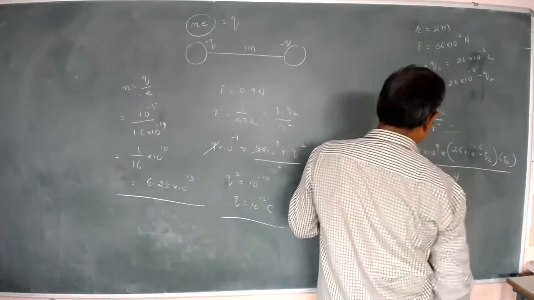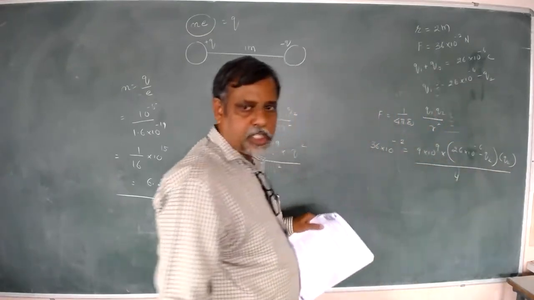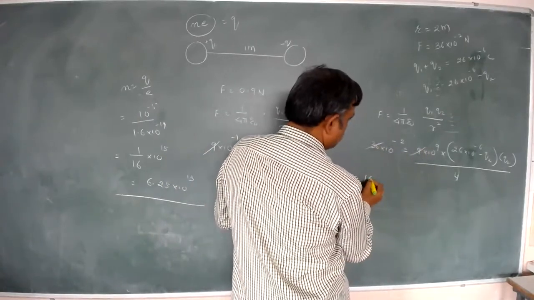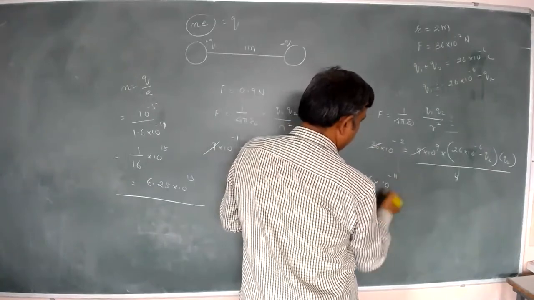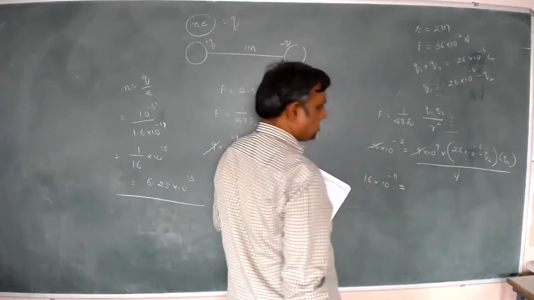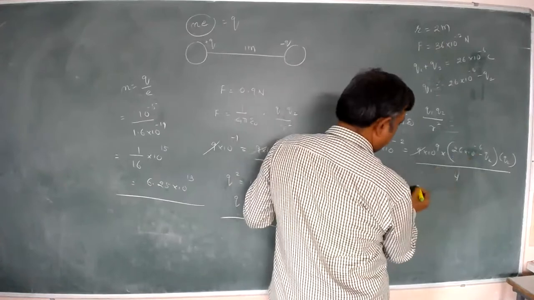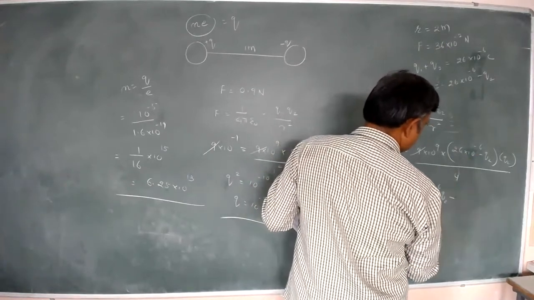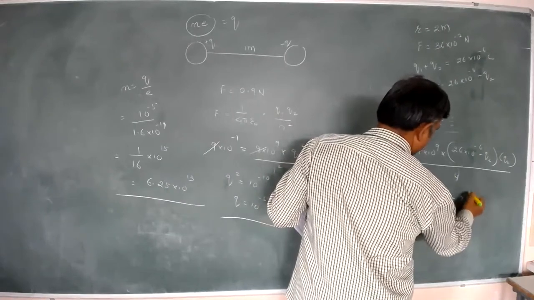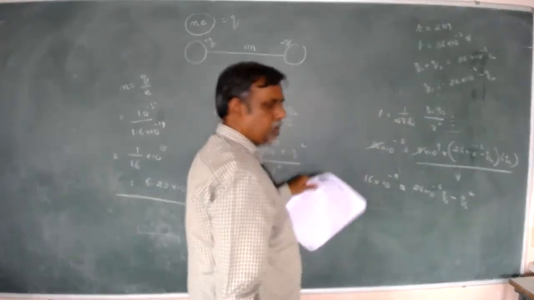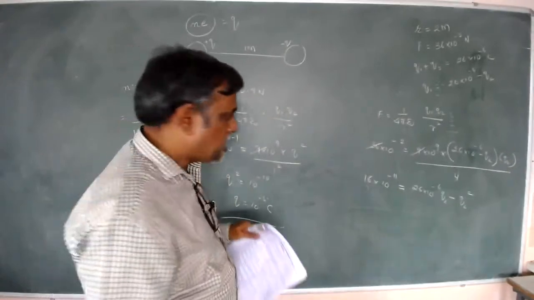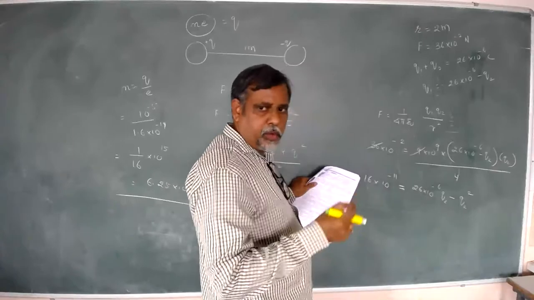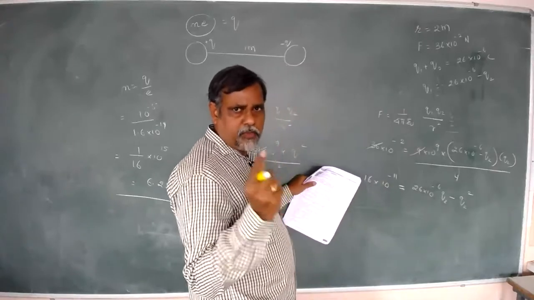R squared is 4. So 4 times 36, that is 16 into 10 power minus 11, is equal to 26 into 10 power minus 6 into Q2, minus Q2 square. I will do one thing. I'm always writing Q1, Q2, Q1, Q2, and that seems somewhat complicated.